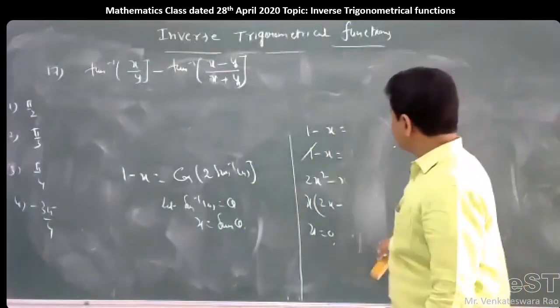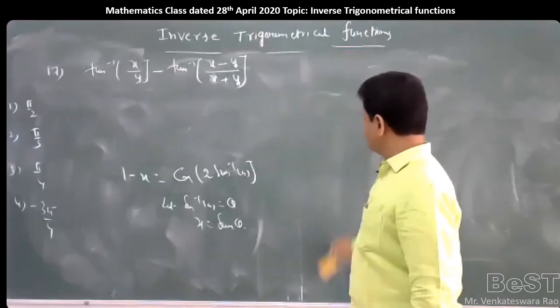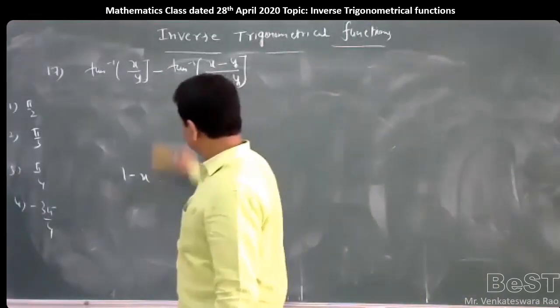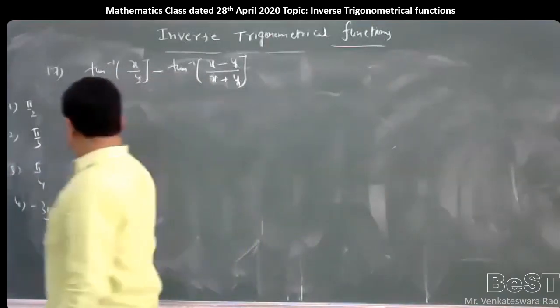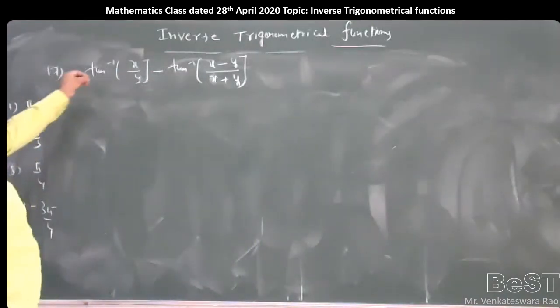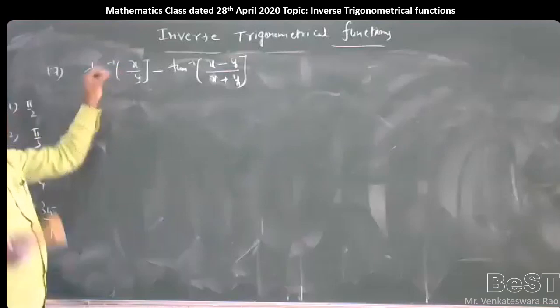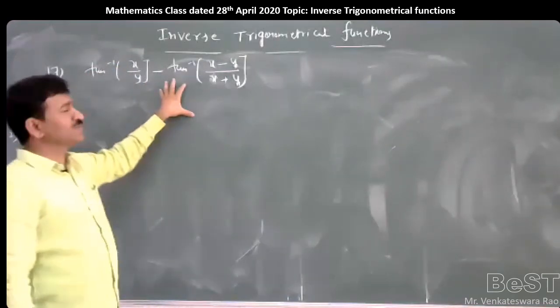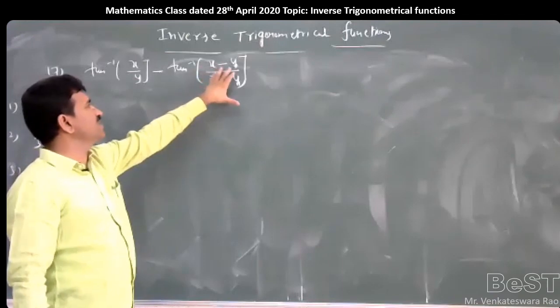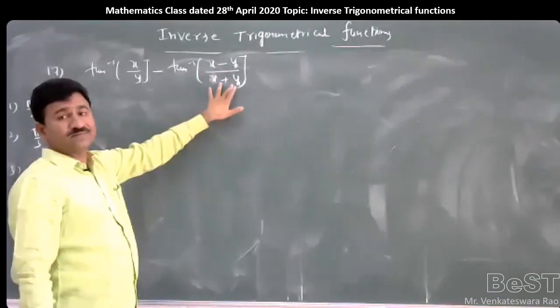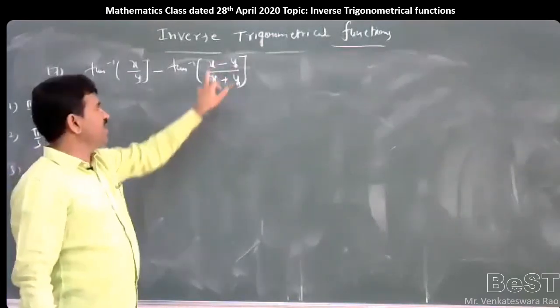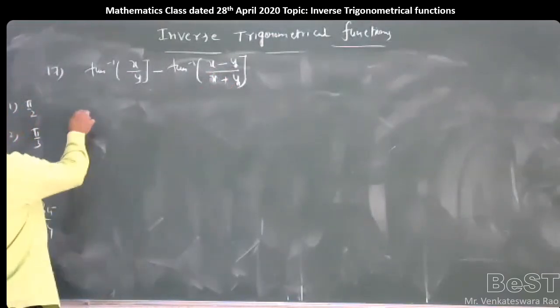So tan inverse of x by y, two variables are there. That is a confusion for you. So here we can't simplify anything. Tan inverse of x by y, that's all. No formula, nothing. Coming to here, tan inverse of x minus y by x plus y. Here, can we do something? Yeah. Dividing with y, see this one.